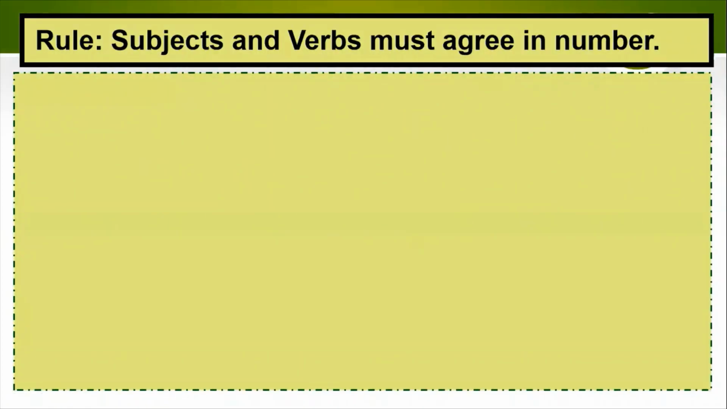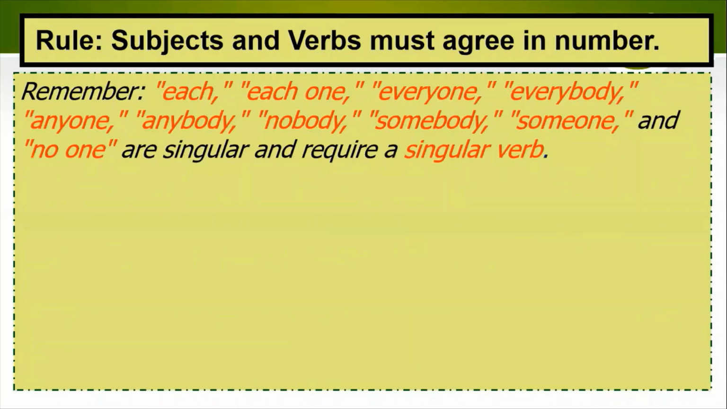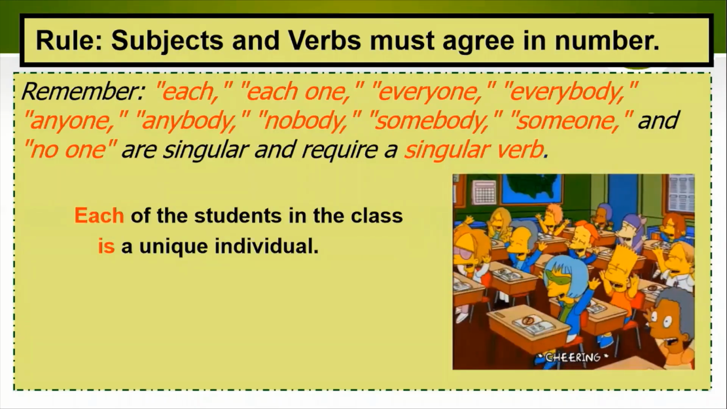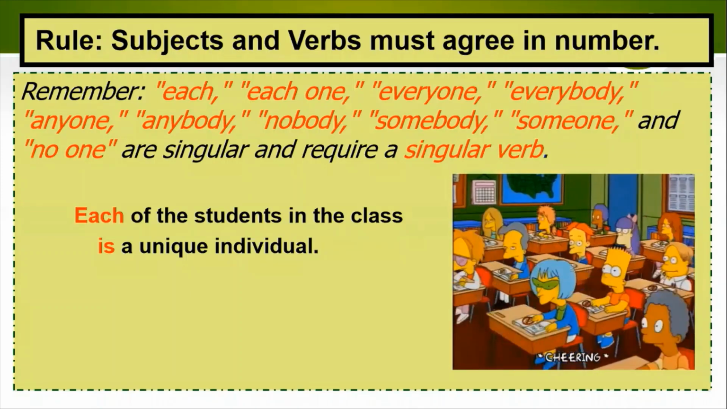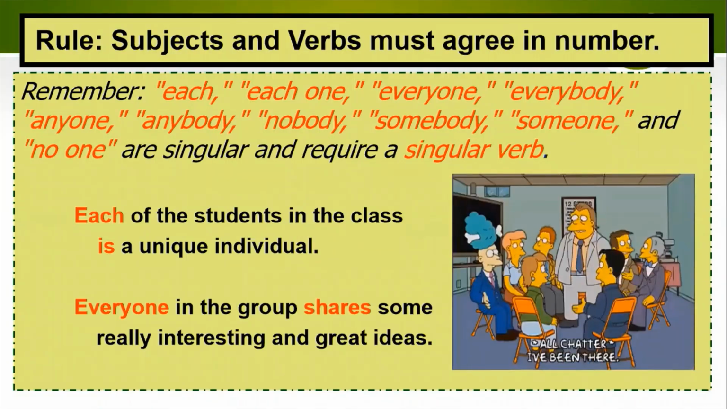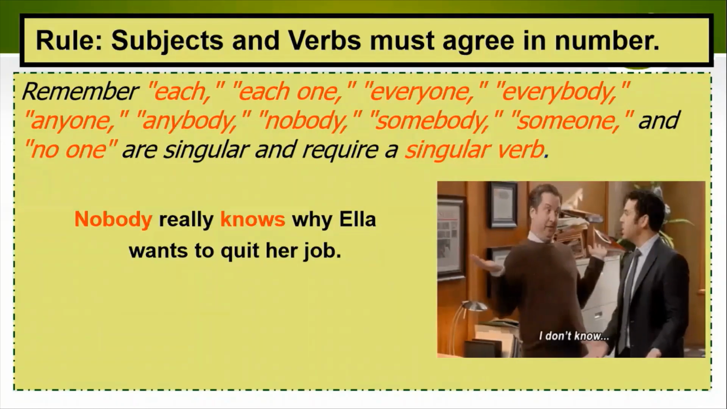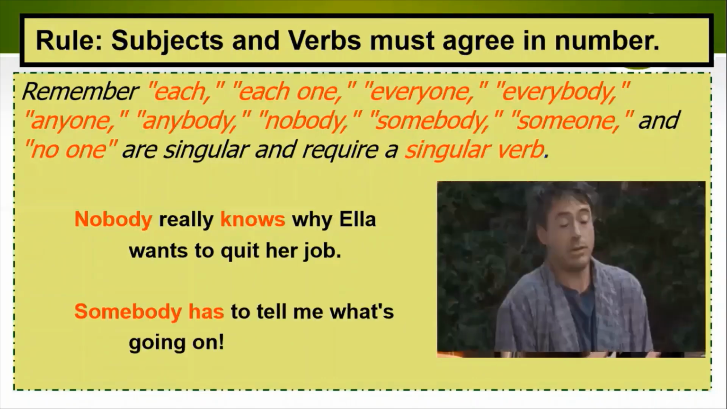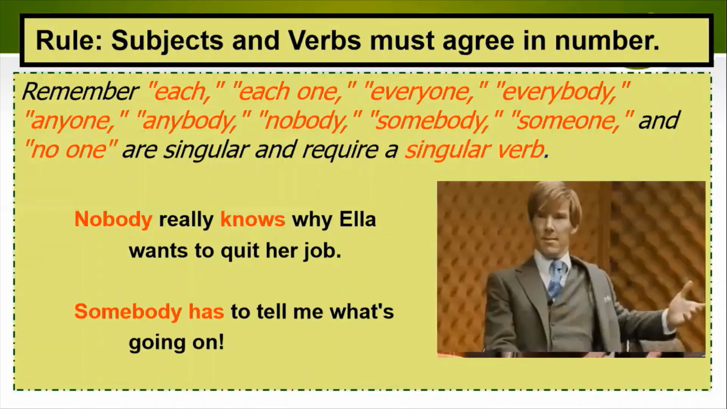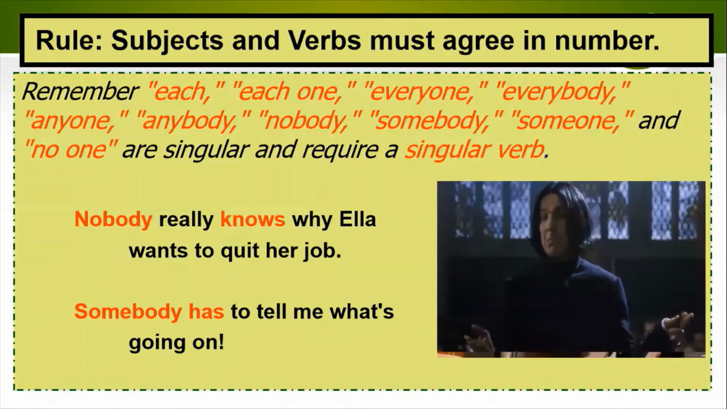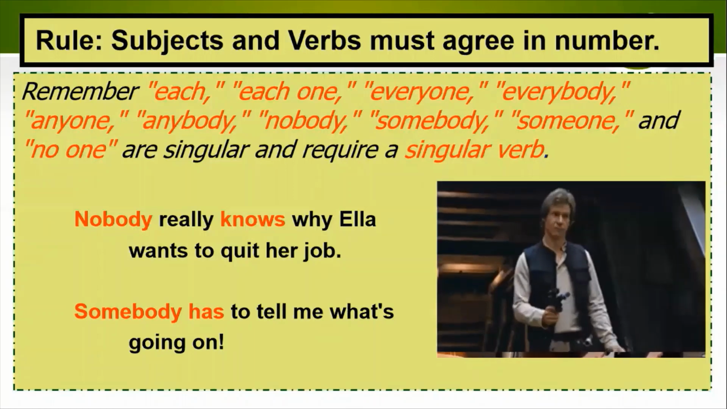Another thing that we need to remember is this. Each one, everyone, everybody, anyone, anybody, nobody, somebody, someone, and no one are singular and require a singular verb. For example, each of the students in the class is a unique individual. Everyone in the group shares some really interesting and great ideas. Nobody really knows why Ella wants to quit her job. Somebody has to tell me what's going on. So we are just referring to individual person, kaya singular ang verb.